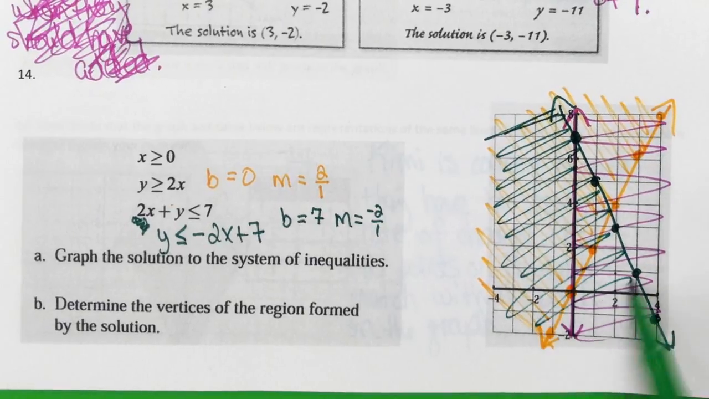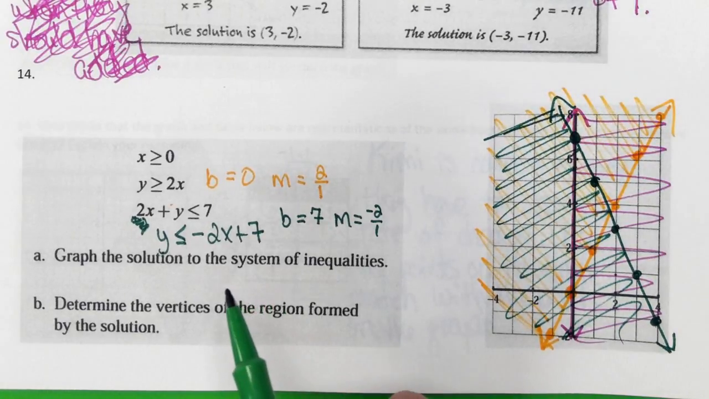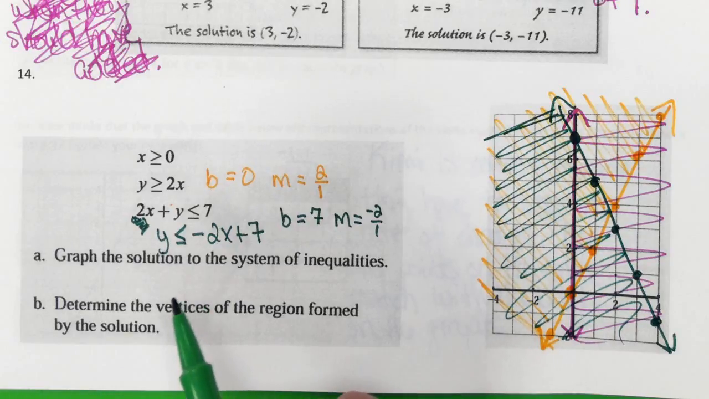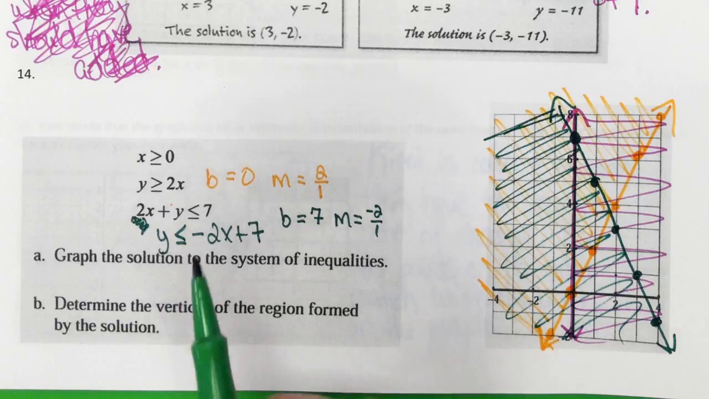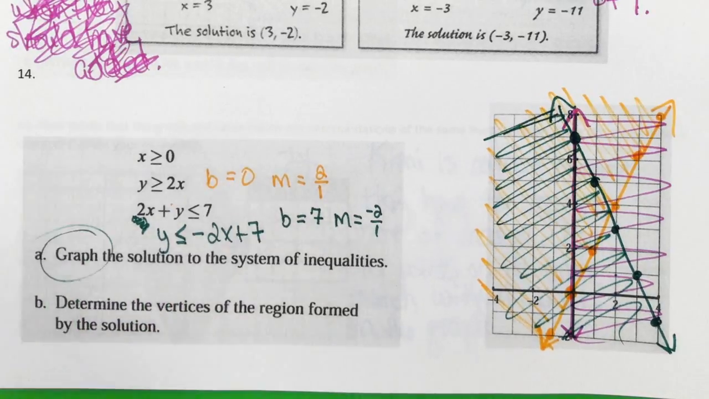Alright, so that's why you kind of shade a little. Well, you can see on mine, 1.4 and 3.5. Hold on. Alright, part A said to graph, right?